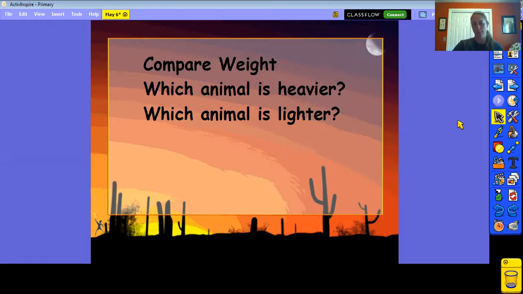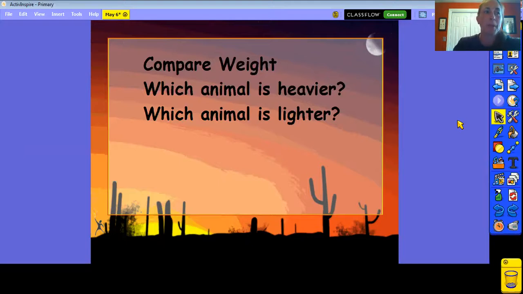So imagine that you have, here's a pad of paper. Imagine you have 2 objects and a clip. The paper is in one hand, the clip is in the other. Which one feels heavier? What would you think? And I can compare. The paper is heavier than the clip. The clip is lighter than the paper.